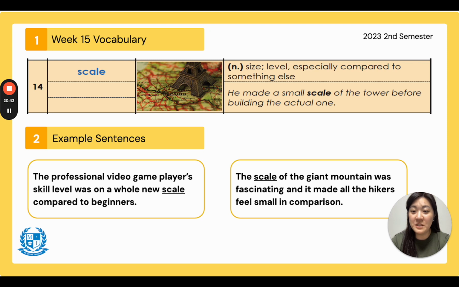Example sentence 1. The professional video game player's skill level was on a whole new scale compared to beginners. Meaning this person had super great, awesome video game playing skills, which is on a totally different scale, totally different level than a beginner. Example 2. The scale of the giant mountain was fascinating, and it made all the hikers feel small in comparison. So the scale of the giant mountain, meaning the size of the mountain, was very big. So as you can see here, this word in the first sentence meant level, and this one was for size.